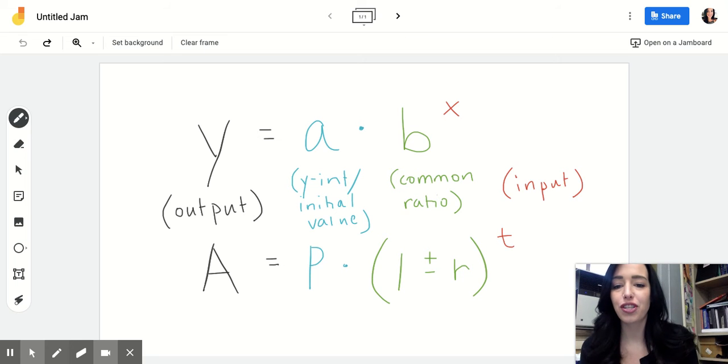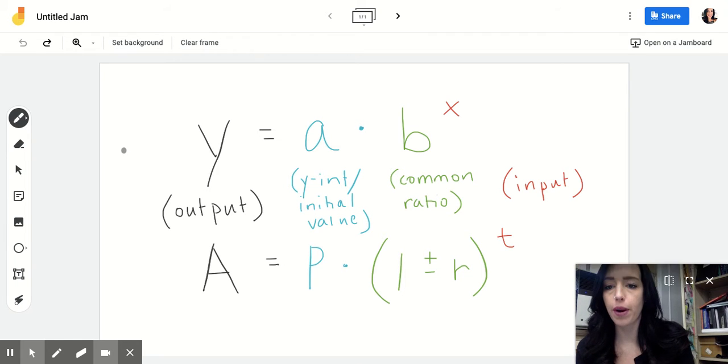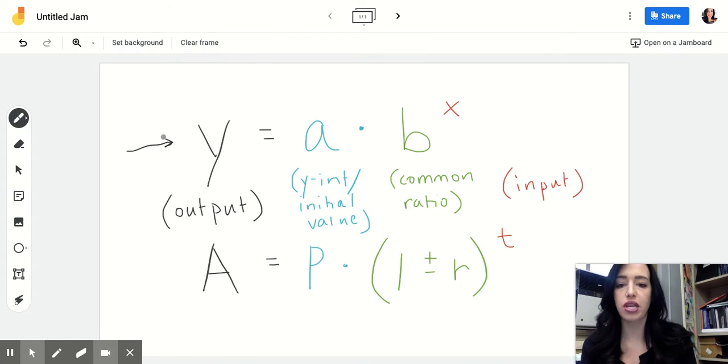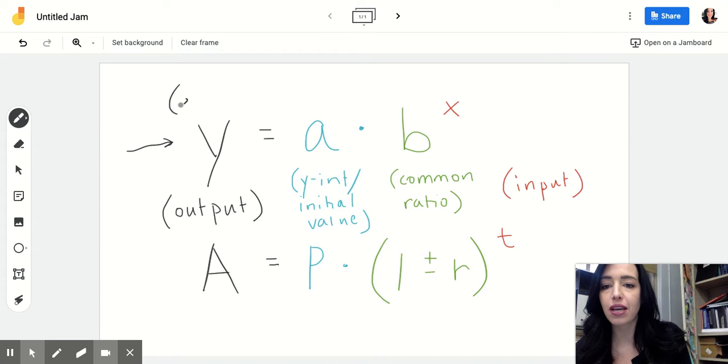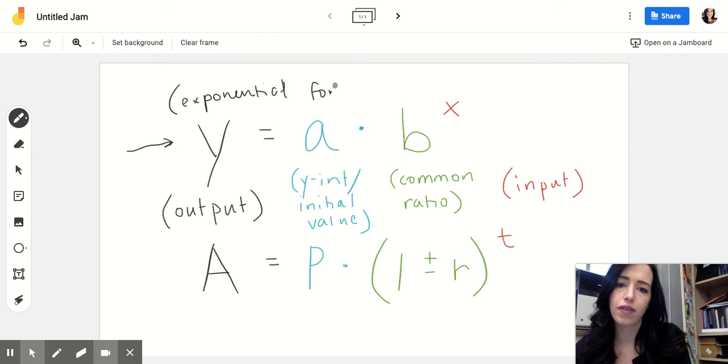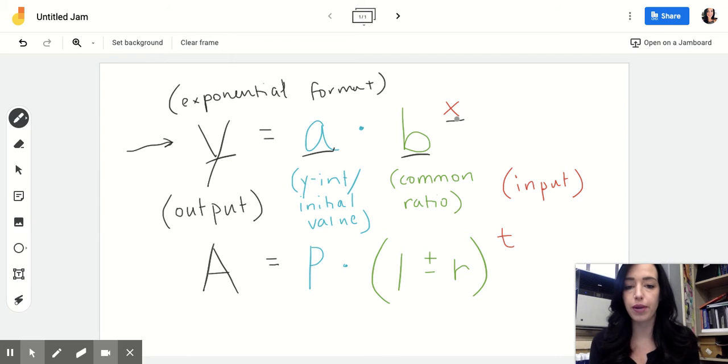Hey guys, I just wanted to explain this slide a little bit more. So this first equation here is what we've been using in class. This is just the original exponential format of an equation, where we have the output, the y-intercept or initial value, the common ratio, and then our input, which happens to be the exponent.